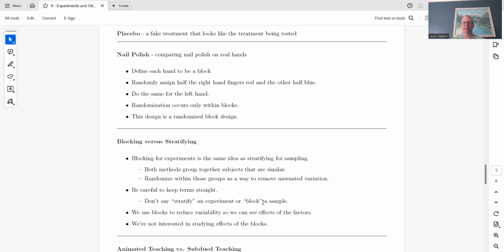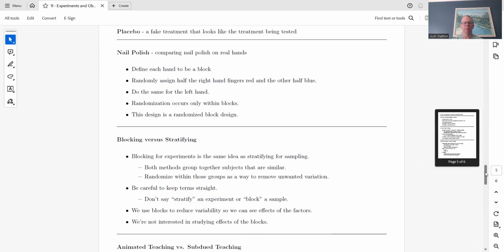They're, I guess, analogous terms for different things. So you stratify a sample, you block an experiment. We use blocks to reduce variability so we can see the effects of the factors, not interested in studying the effects of the blocks. So again, you're not randomly assigning these things that you're blocking. You are dividing up by the blocks so that you know that the factor is the thing that is causing the change, or if the block is causing the change, you can at least see that, but that's not what you're studying.